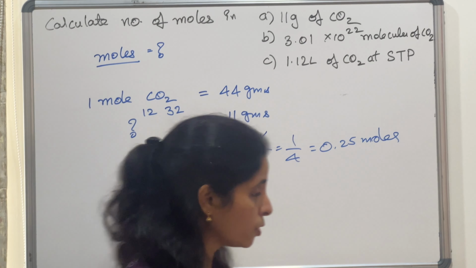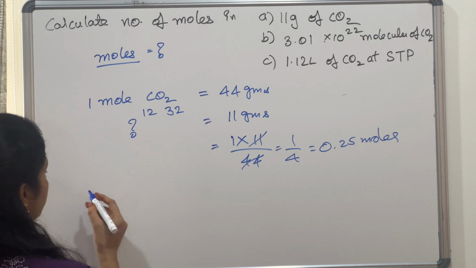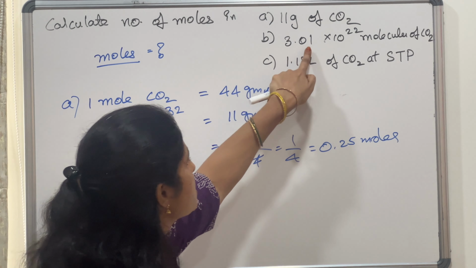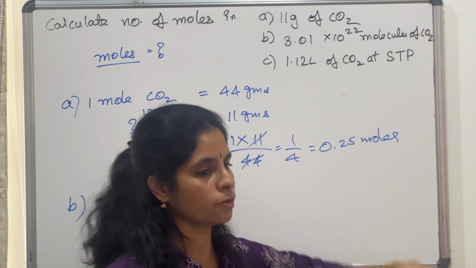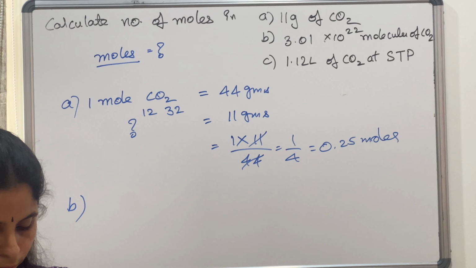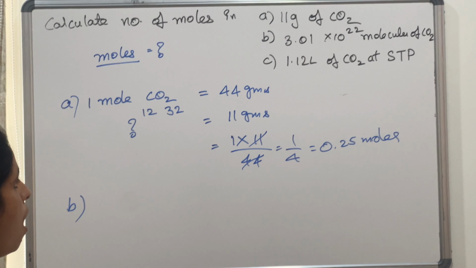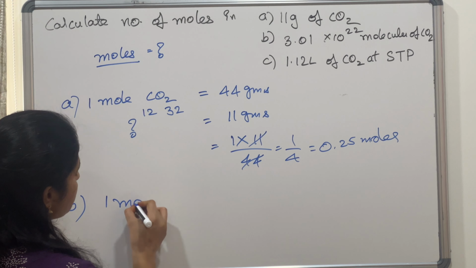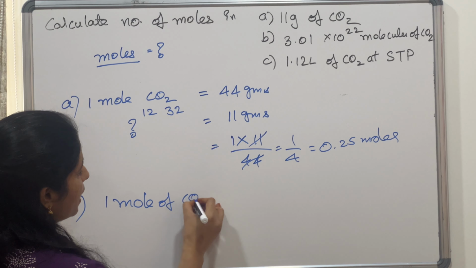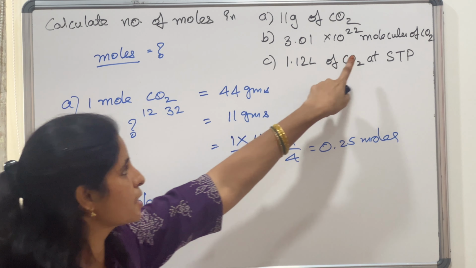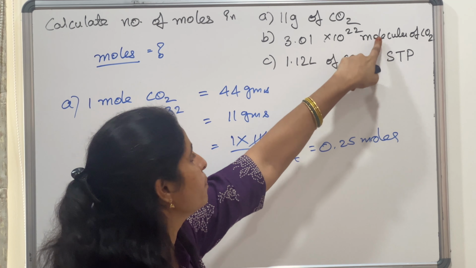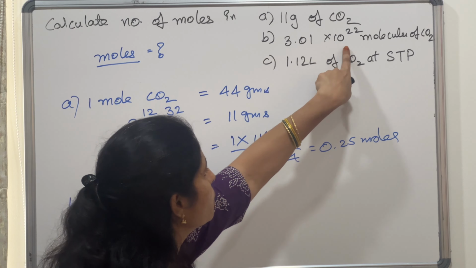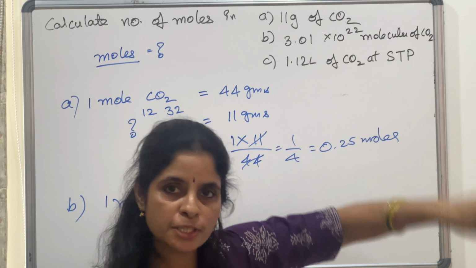Similarly, you solve this B bit. Try to solve on your own. Just pause the video and try to solve on your own. This is A and B. 3.01 into 10 power 22 molecules of CO2. Here he is asking you to find out the number of moles in 3.01 into 10 power 22 molecules of CO2.